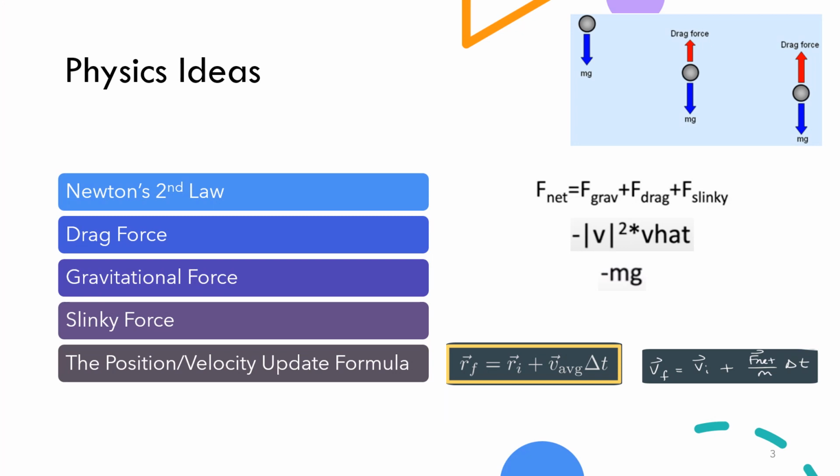Some physics ideas we will see in this lab are Newton's second law, as mentioned earlier. Using this, we will calculate that the net force is equal to the force of gravity plus the drag force and the force caused by the slinky. The drag force is resistance caused by the motion of a body through a fluid like air, gravitational force points down and is equal to mass times the gravitational constant, and the slinky force is tension pointing up. The position and velocity update formulas are used in our computational model to update movement.